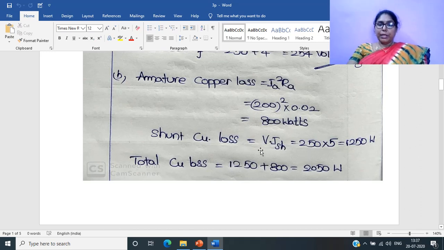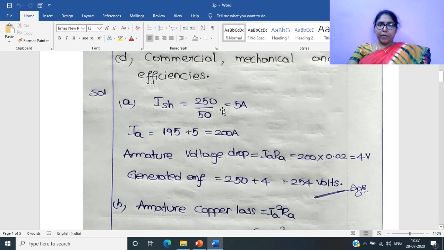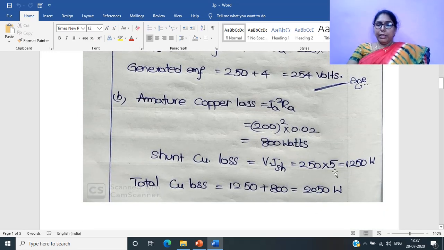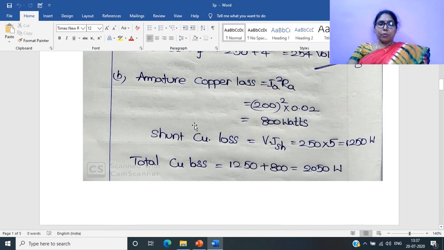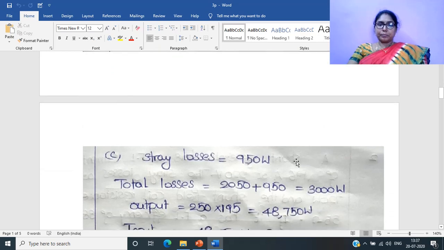But here I am using V into ISH. The terminal voltage, the potential difference at the load, is 250 and the shunt field current, earlier calculated, is 5 amperes. So 250 into 5 together gives you 1250 watts. Now I would like to calculate the total copper losses. It is the summation of armature copper losses and shunt field copper losses. So 1250 plus 800 gives you 2050 watts.